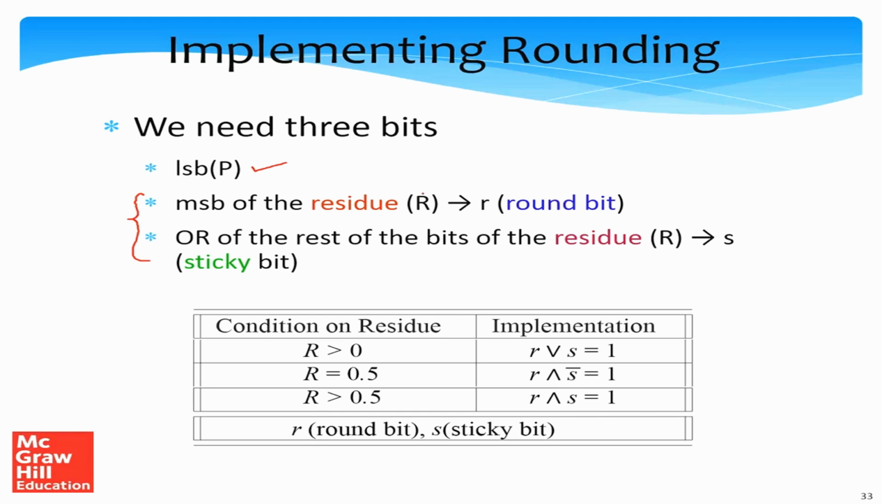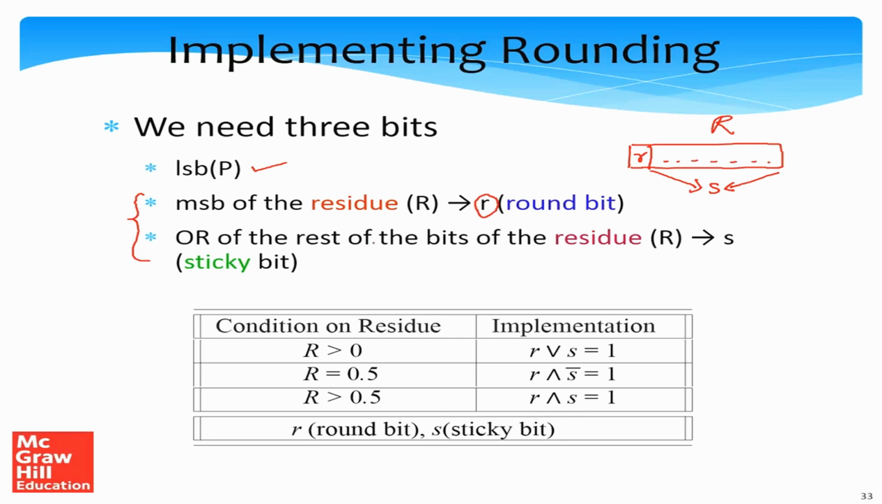So let us consider the residue and refer to its most significant bit as R, or the round bit. Let the logical OR of the rest of the bits of the residue, just a simple OR operation, be S. If S is 1, it means that at least one of these bits is 1. If S is 0, all of these bits are 0. I claim that with just the R and S bits, we'll be able to evaluate all the conditions.